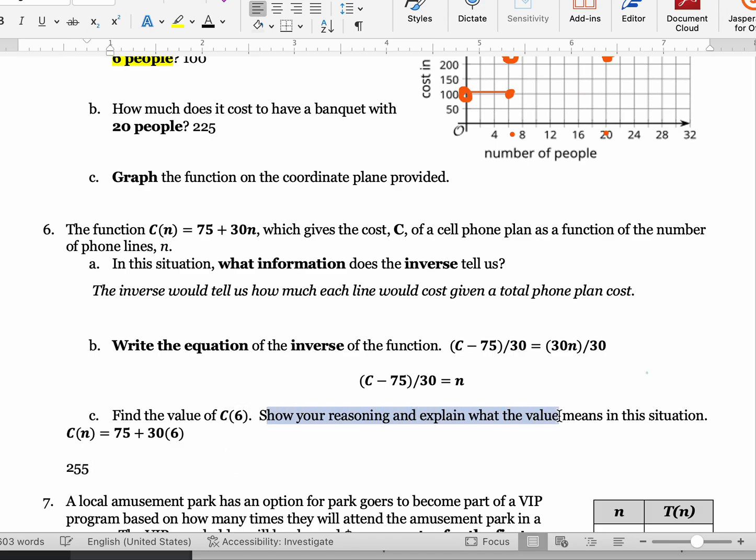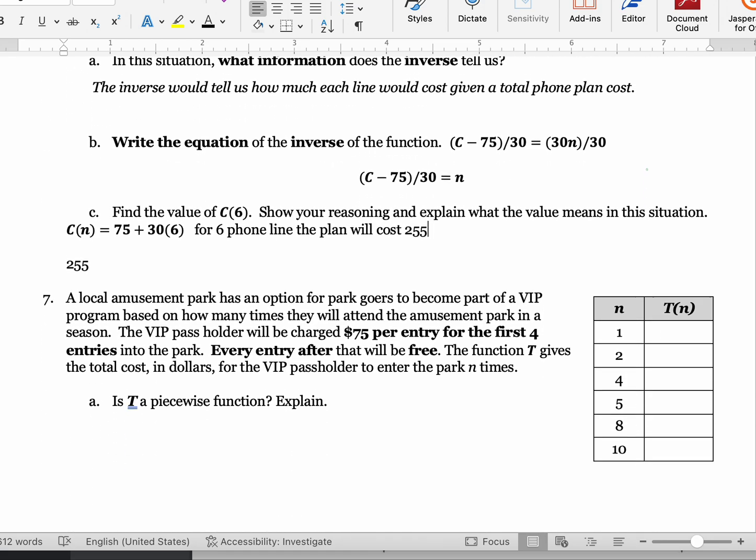So show your reasoning and explain what the value means in the situation. So it means that for 6 phone lines, the plan will cost $255. Okay, so let's take a look at number 7.